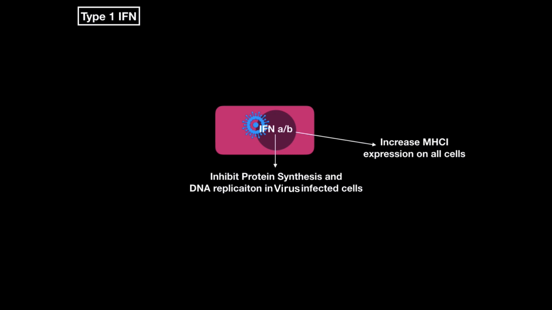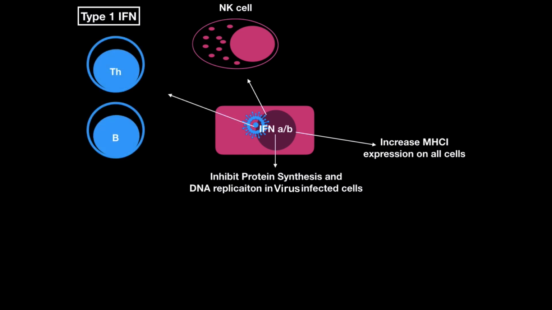Then they will increase the MHC class 1 expression on all the cells to protect them. They will also promote and activate natural killer cells to kill the infected cells. Interferon alpha and beta will also stimulate T and B lymphocytes, so they can also help to kill this virus and other infected cells. So that is mostly type 1 interferon.